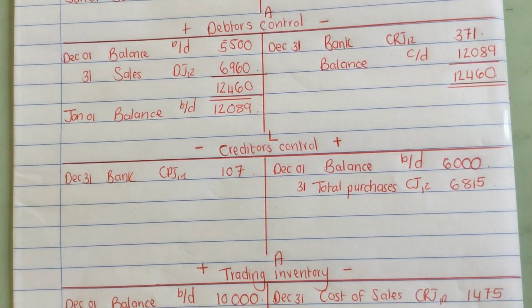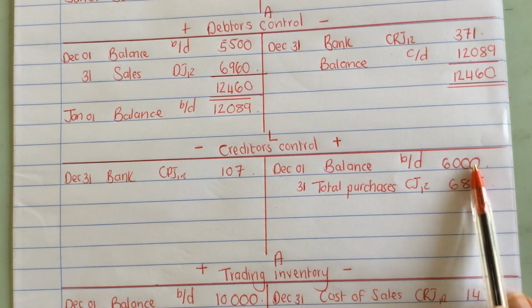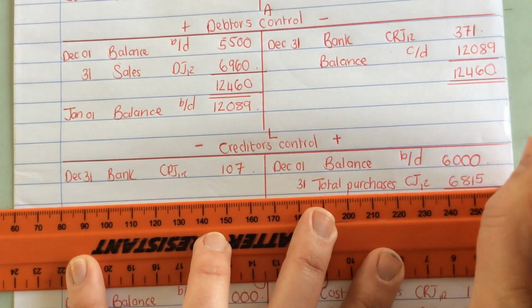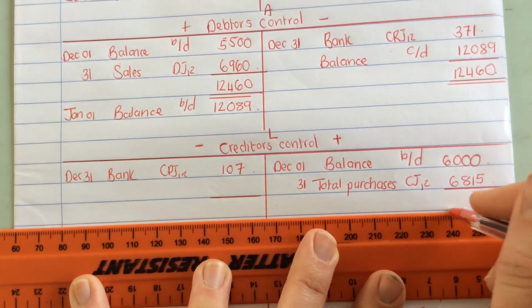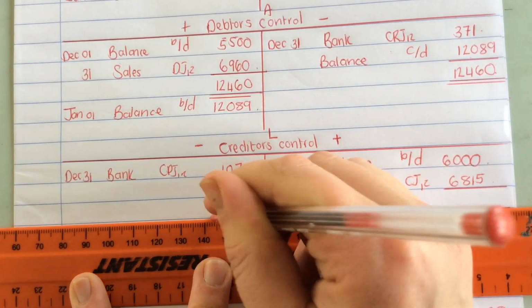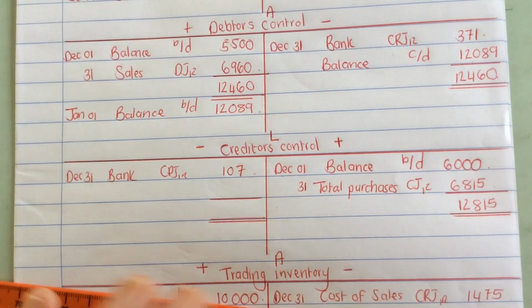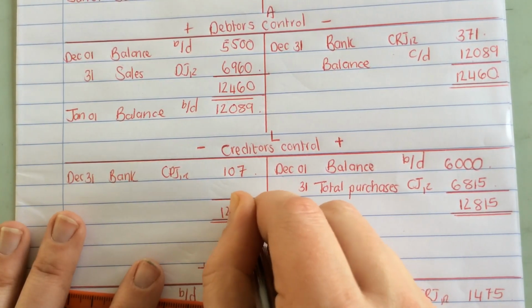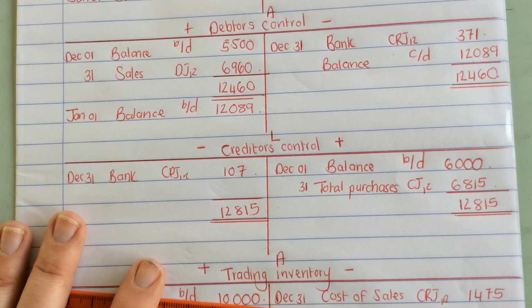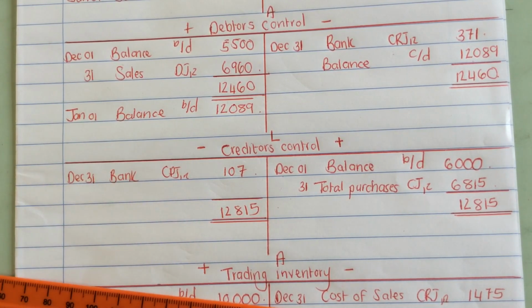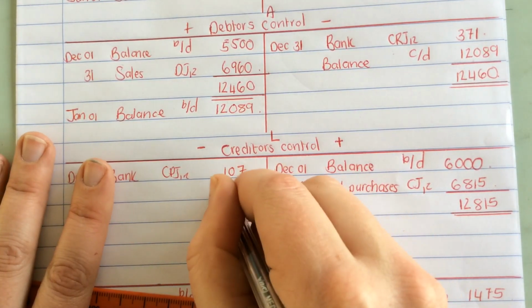Next, creditors control. What side do you think will always have the largest balance? The credit side. You can see it's 12,815 compared to 107. It's definitely bigger. 12,815 is your balancing total. You take 12,815 and you subtract 107 and you get 12,708.